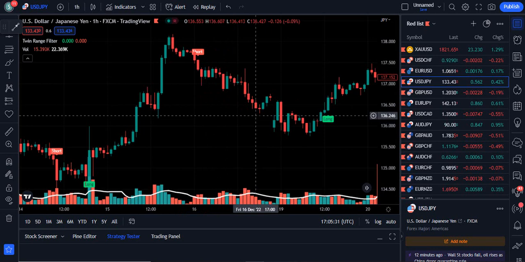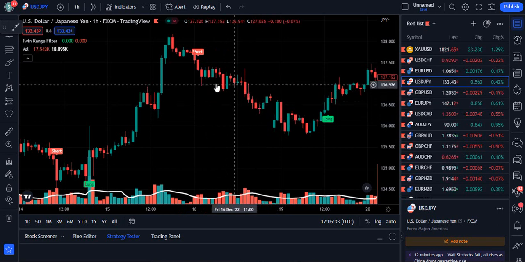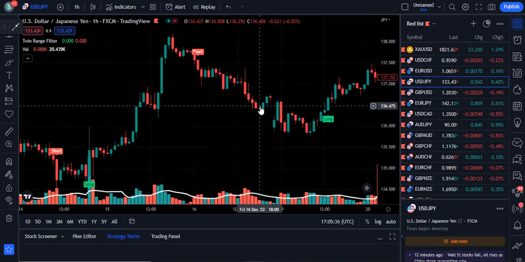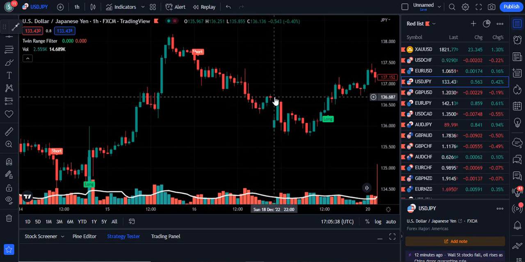So I hope it is clear now, and this strategy is again very simple and very easy to apply for your own trading, for your own choice of time frame.